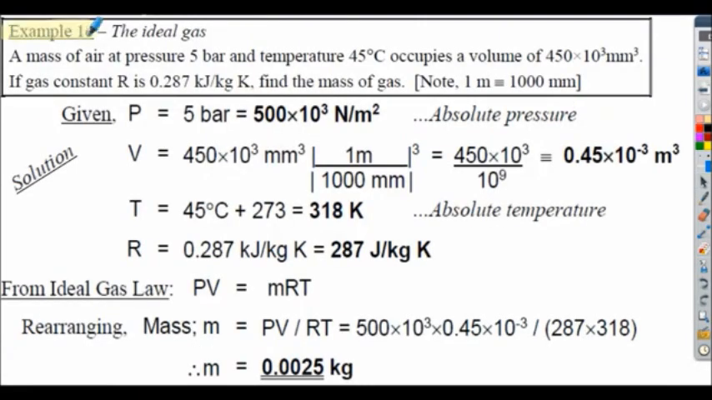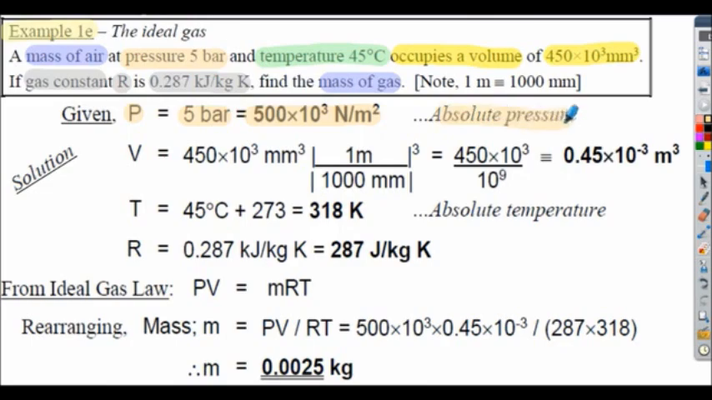Let's consider example 1e for the ideal gas. So we're given that a mass of air at a pressure of 5 bar, temperature 45 degrees C, occupies a volume of 450 times 10 to the 3 millimeters cubed. We're given the gas constant, R, is 0.287 kilojoules per kilogram K, so we need to be careful with the information here. We've got to determine the mass of the gas. So extract the information from the question. Pressure is given as 5 bar, I've actually converted that straight into pascals or newtons per meter squared. It's 500 times 10 to the 3 newtons per meter squared, my absolute pressure.